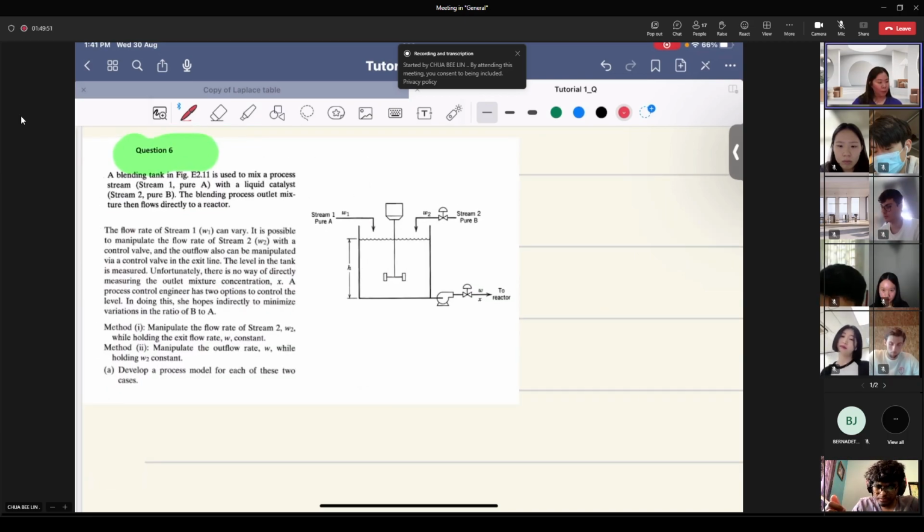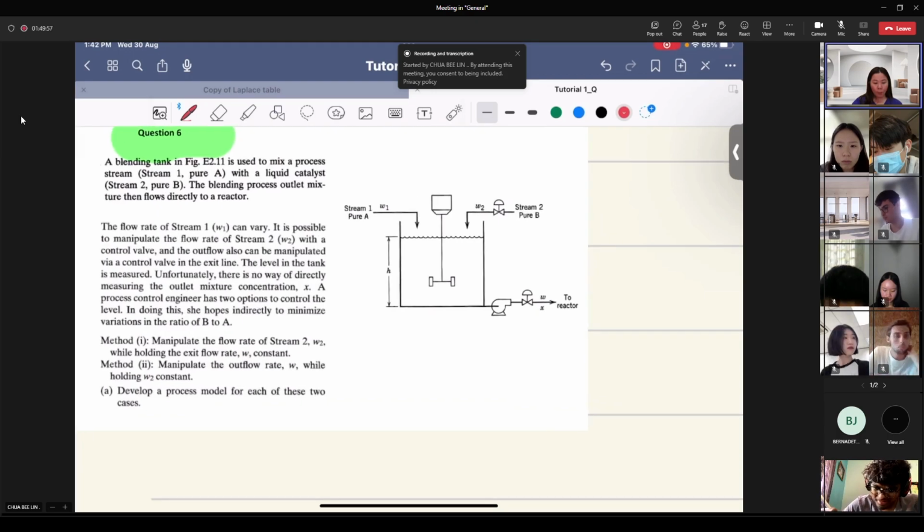So question 6. No, I didn't even pay A attention. blending Past 10 tank in minutes. figure of this mix a processed stream with a liquid No, fucking redeeming catalyst. code in Honkai Story, bro. Okay.